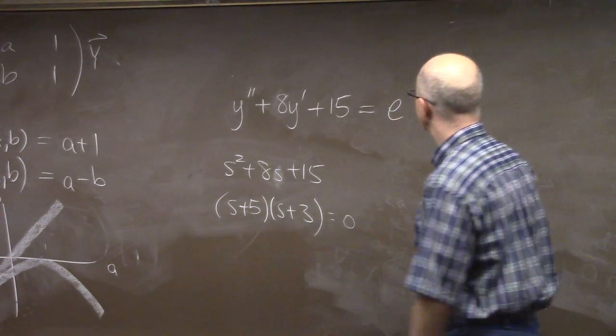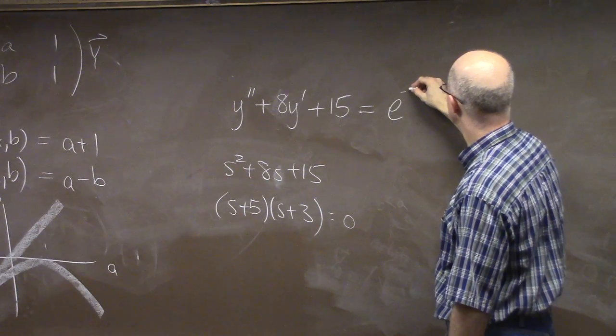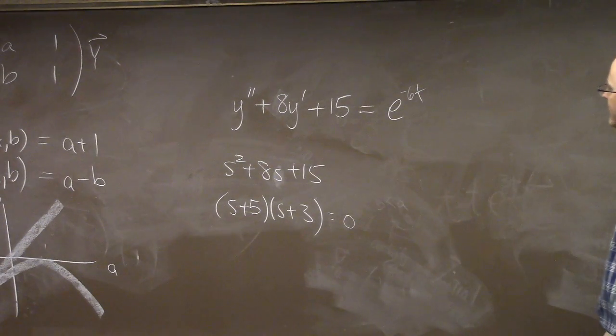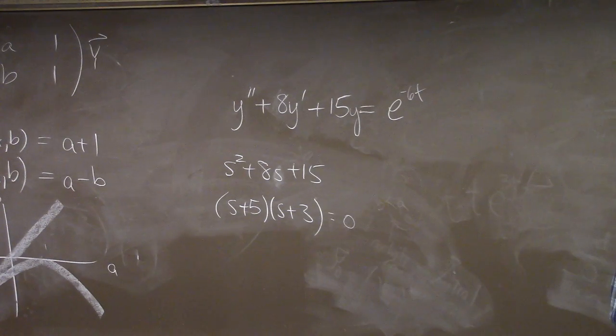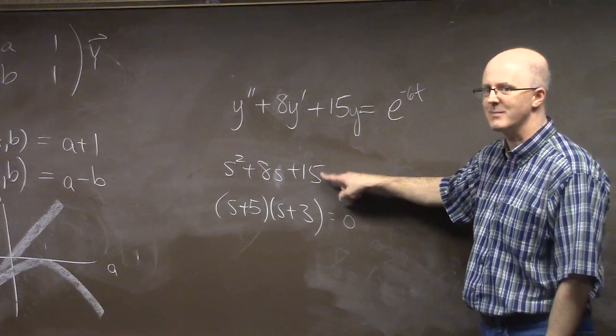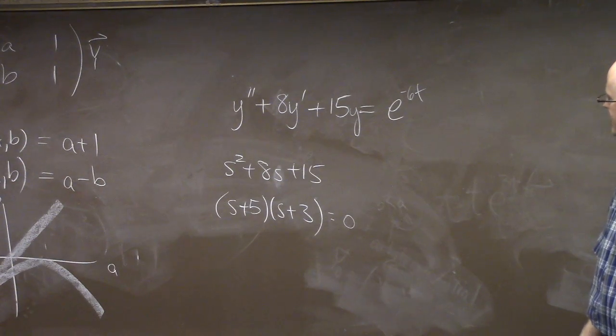What kind of forcing function should we pick on the right? Let's pick, say, negative e to the negative 6t. Is that supposed to be 15y? Yes, thank you. Thanks for catching that. That's a big mistake on my part. It's a common mistake, because you're thinking sort of along those lines, but don't make that mistake I just made. Thanks for catching that.